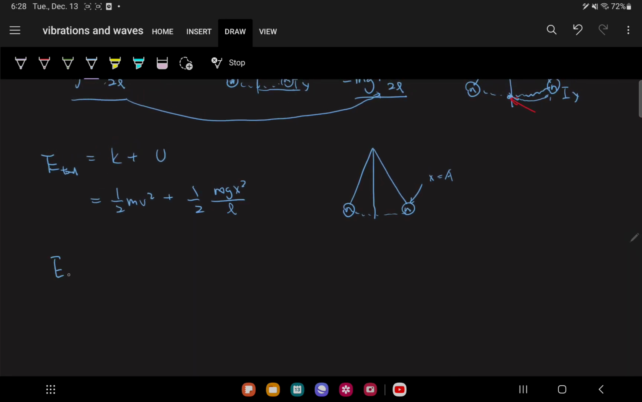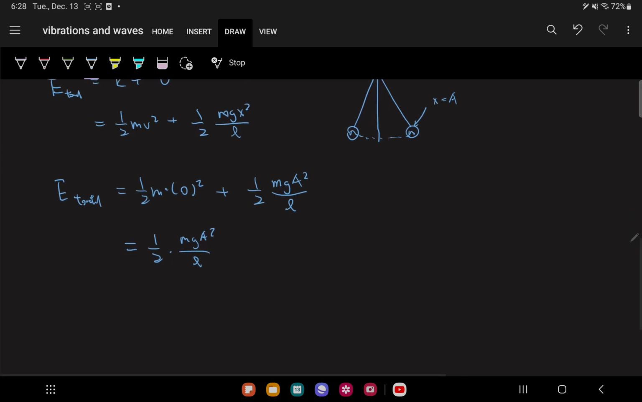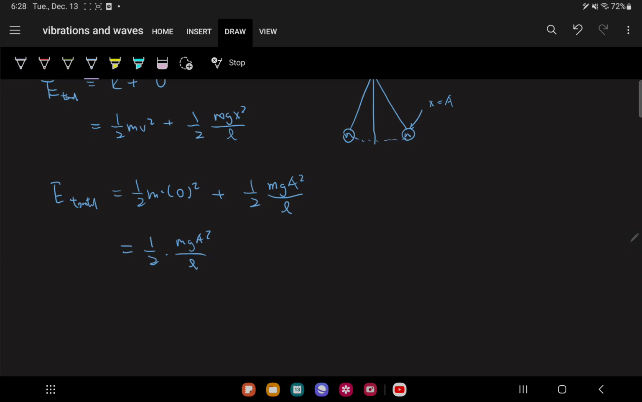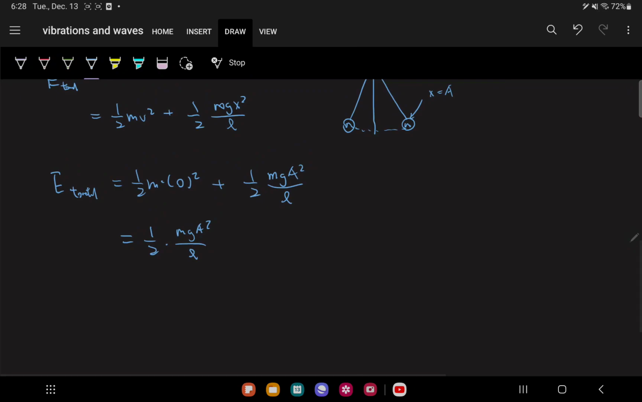So in this case, our total energy is going to be, if our velocity is equal to 0, so this is going to be times 0 squared, obviously, plus 1 over 2 mg. I'll replace x squared by A squared, because A is our initial position, over L. So our total energy in the system is basically 1 over 2 times mg A squared divided by L. That is going to be our total energy in the system. So from conservation of energy, we can keep going with this equation and see what conclusion we can draw.